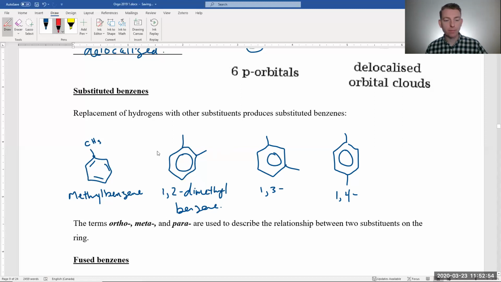So instead of saying 1,2, we could call this one ortho, meaning next to. Meta would be 1,3 apart. And if they're across from each other on a benzene ring, then they're called para. Okay, so this would be ortho-dimethylbenzene, meta-dimethylbenzene, para-dimethylbenzene.